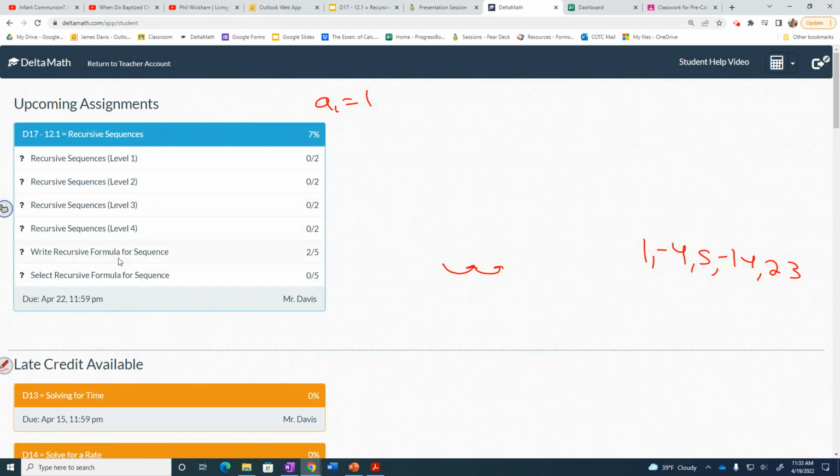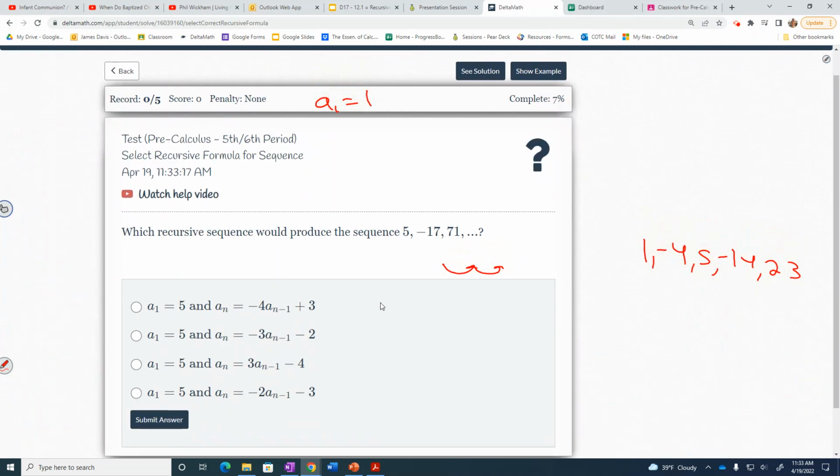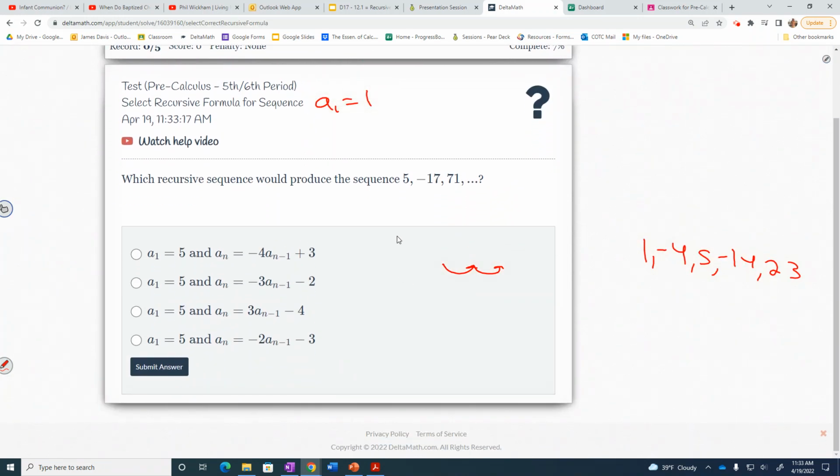Okay. And then the last one, you have to choose the correct one. So you find the right starting value. These all start with 5. You have to find the formula that matches this. So just basically plug it in. Is it going to be negative 4 times 5 plus 3? You get 3 times 5 plus 3 to get that. So you just have to choose that one.